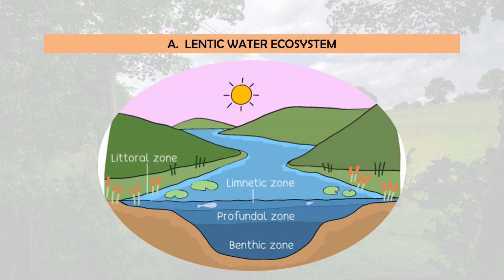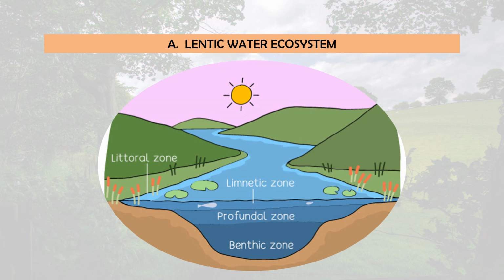These lakes, ponds, and all other lentic water ecosystems are divided into zones, and they mainly have four zones. First one is littoral zone, next is limnetic zone, third one is profundal zone, and the last one is benthic zone.